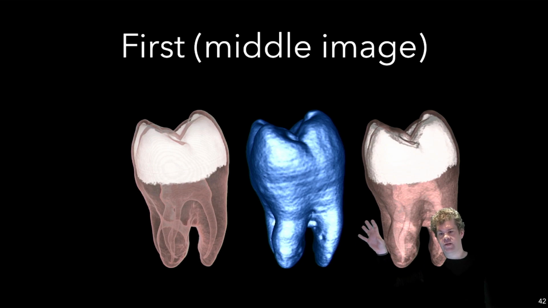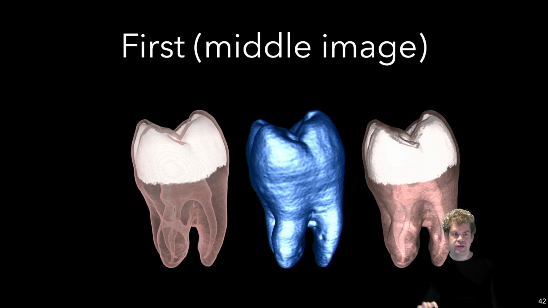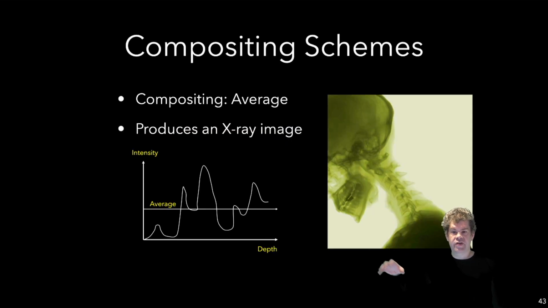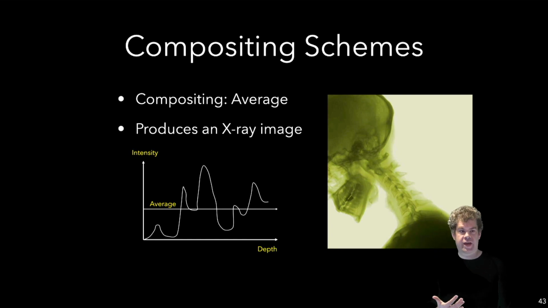Okay, and you can imagine that you might want to combine multiple of these first versions. More on that again later. Okay, but that's accumulate here. That is first. Now let's look at the others quickly. Average, I said, sort of results in something that looks somewhat similar to X-ray itself.